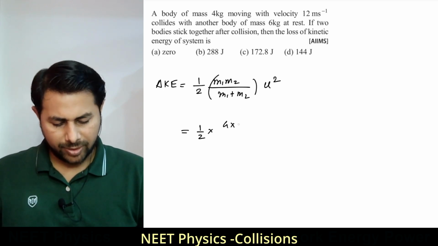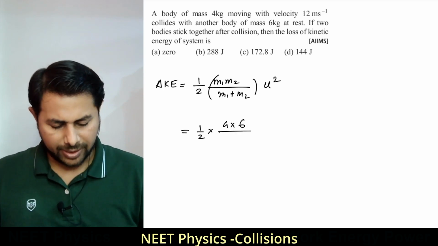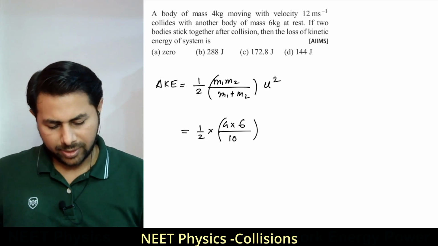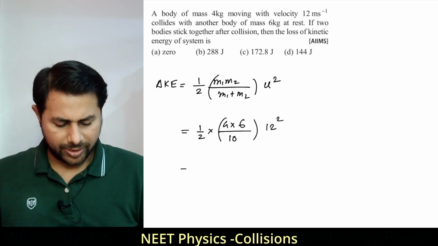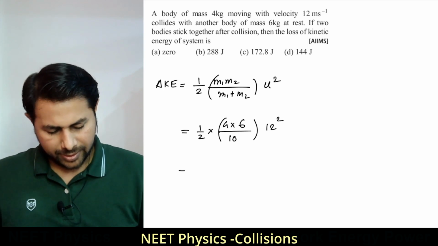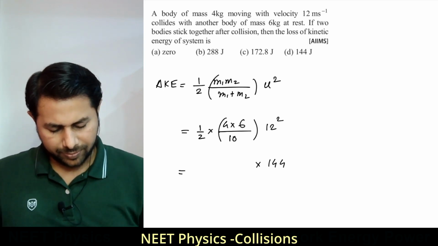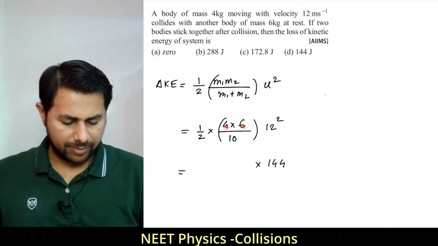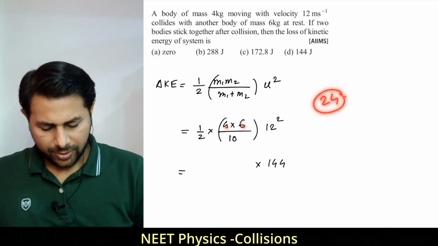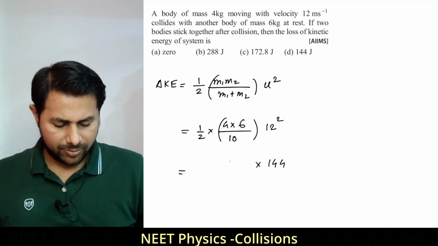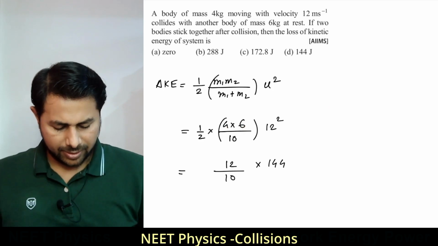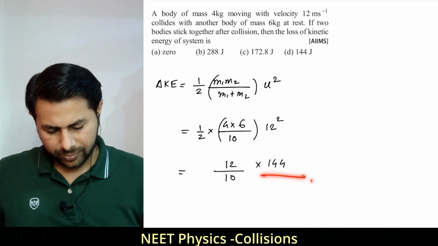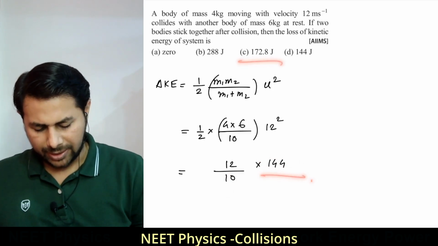So what is mass of first body? 4, mass of second body is 6, so 4 times 6 divided by 4 plus 6 is 10, times u square is 12 square, right? So that is 144. Okay, so this is 24. So 24 divided by 2 is 12, again 12 divided by 10. 144 times 1.2 is how much? This thing 172 or something like that.